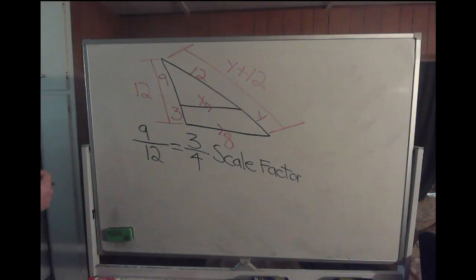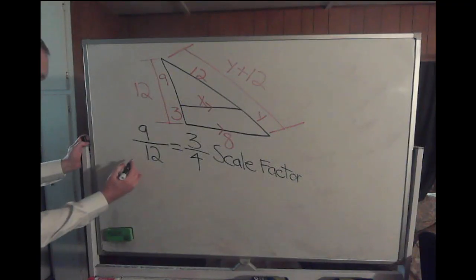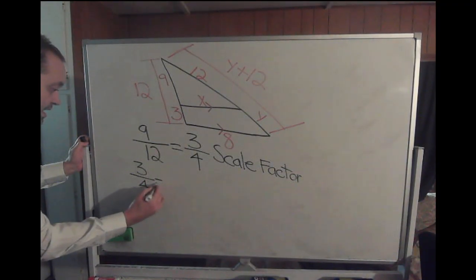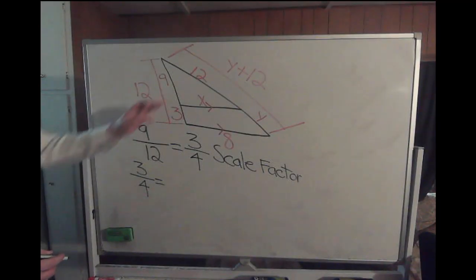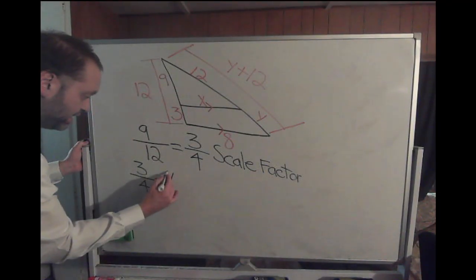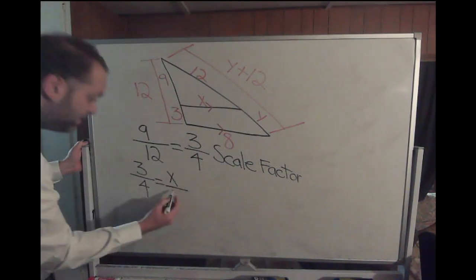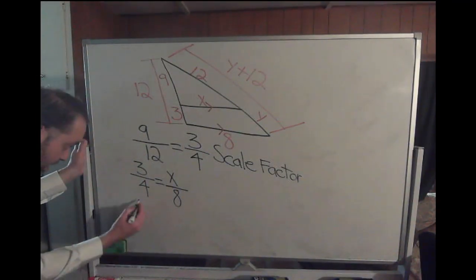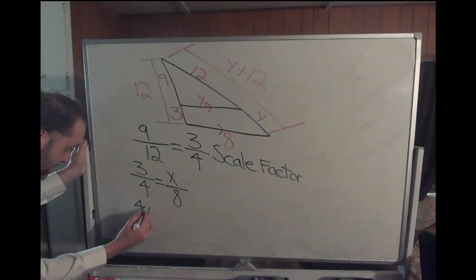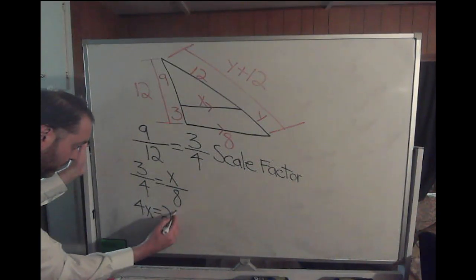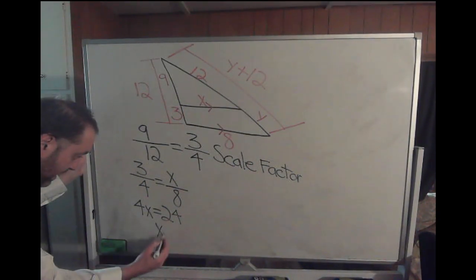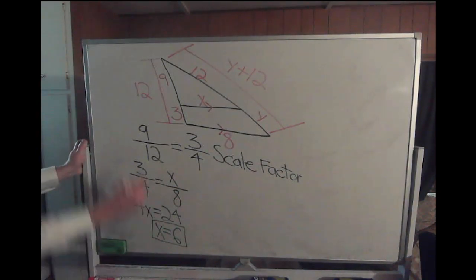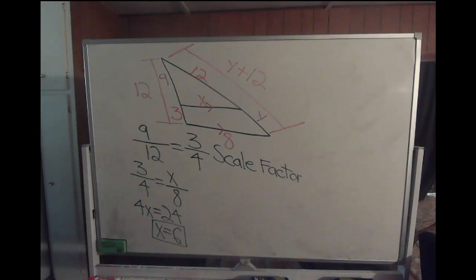So now we need to solve for x. In order to do that, you'll take your scale factor of 3/4, and then since we have the smaller triangle first, you'll have that equal to x over the 8 for the whole triangle, which now we cross multiply. You would end up getting 4x equals 24, which means that x equals 6. So the value of x would in fact be 6.